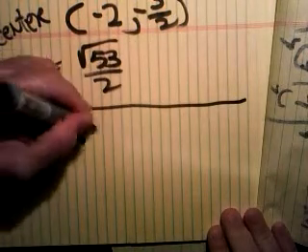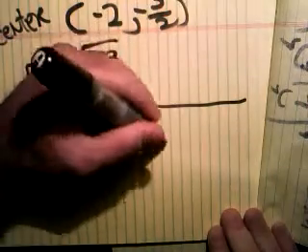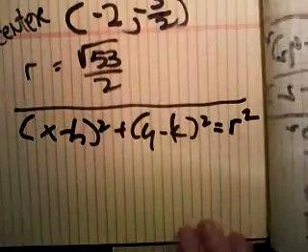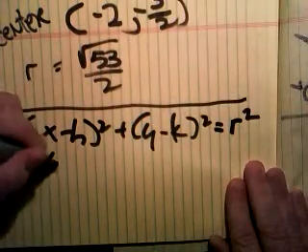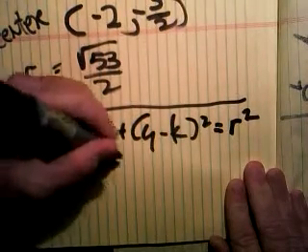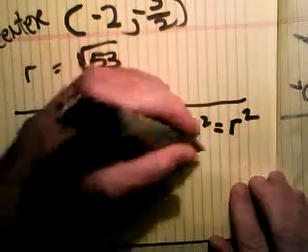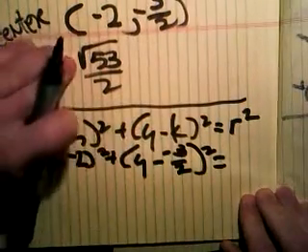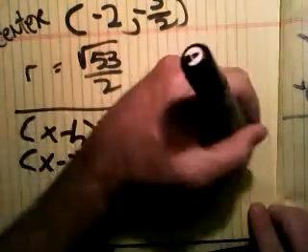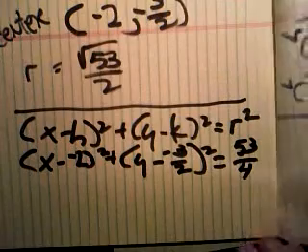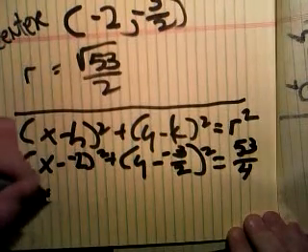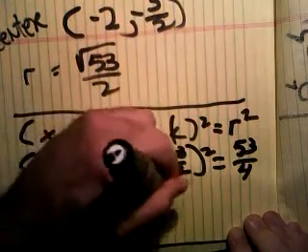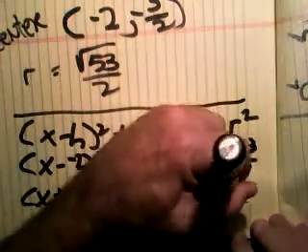X minus h squared plus y minus k squared is equal to r squared. So here we go. X minus -2 squared plus y minus -3 halves squared is equal to, taking this and squaring it, 53 over 4. Simplifying, x plus 2 squared plus y plus 3 halves squared equals 53 over 4.